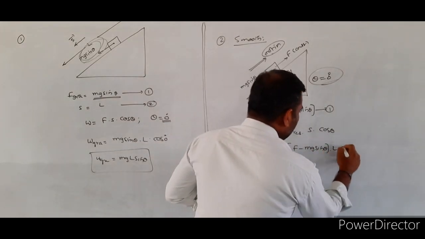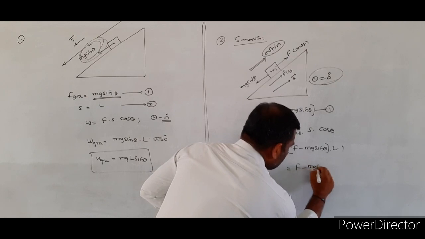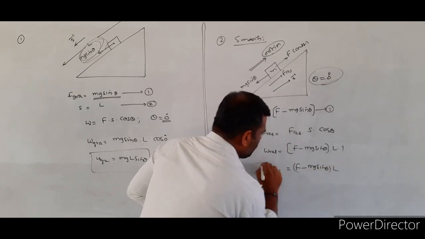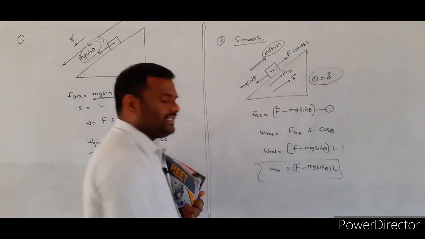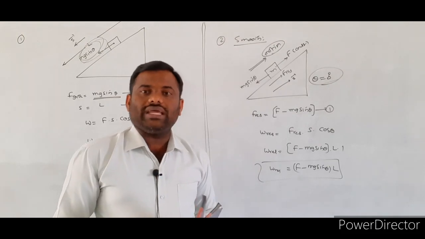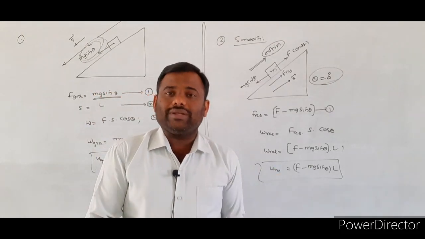Displacement is equal to L, and cos theta value is 1. Therefore, work done by the resultant force is equal to F minus mg sin theta into L. So, this is the work done by the resultant force whenever the body was moving up the plane along the smooth inclined plane.